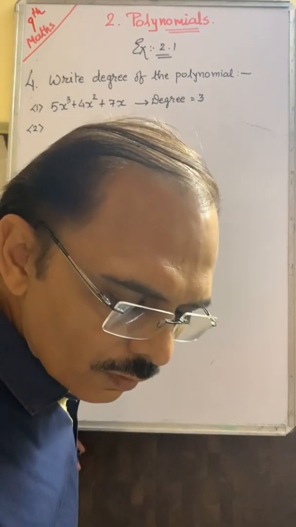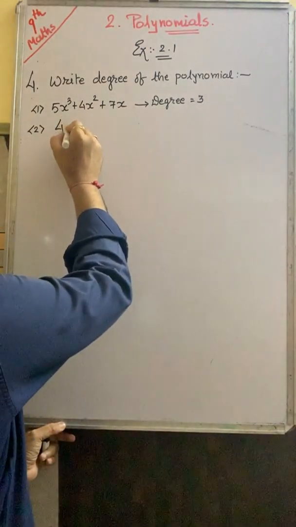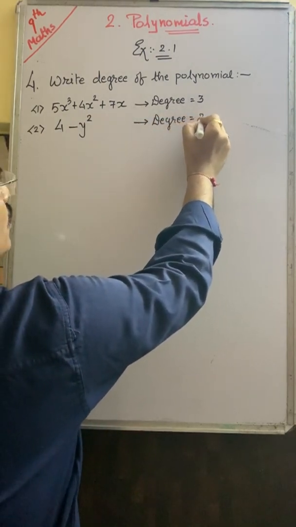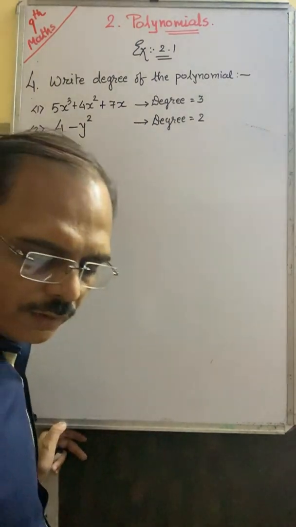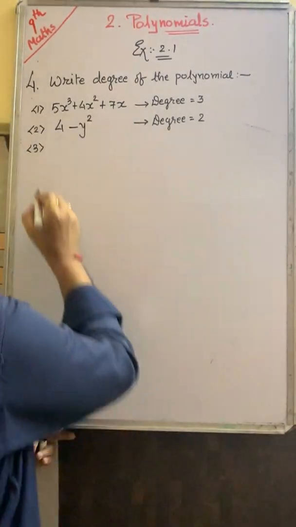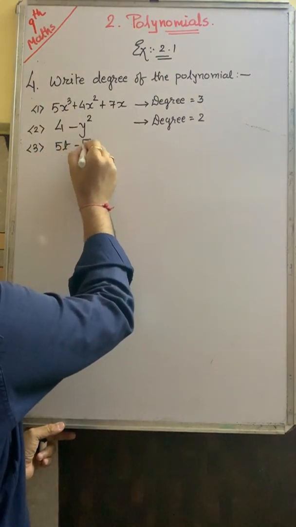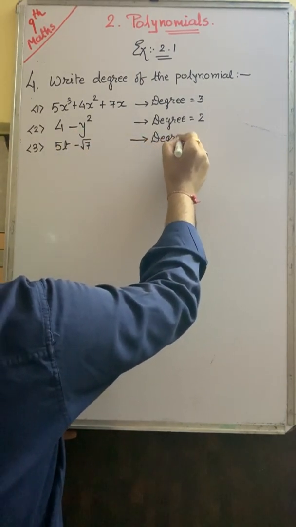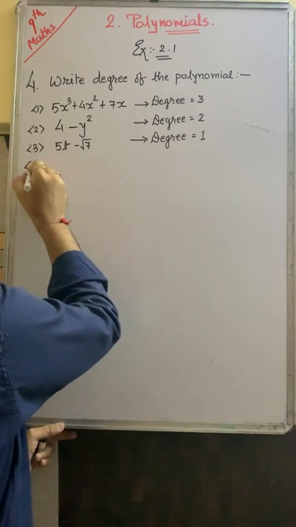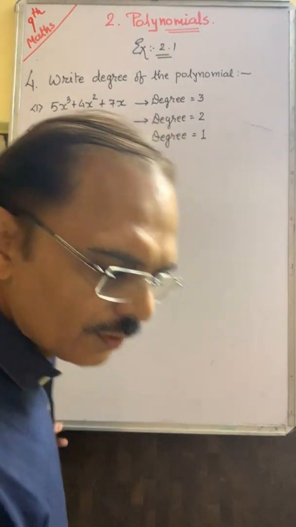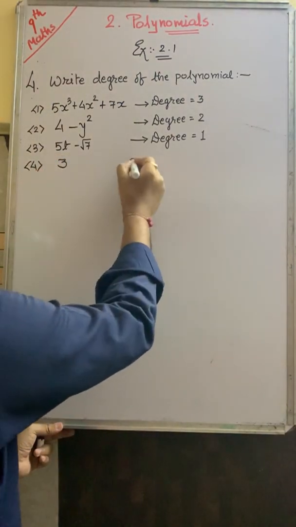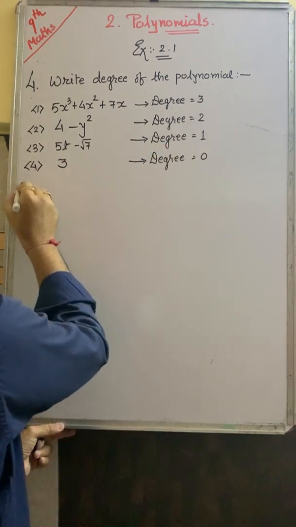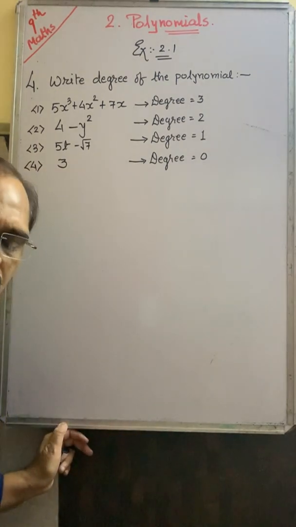Second question, 4 minus y square. See the degree only. Degree means highest power is 2. Third question, 5t minus root 7. See the variable is t, highest power is 1, so we write degree equals 1. Fourth number, polynomial is only a constant term 3, so here no variable is there. If there is no variable, then degree is 0.